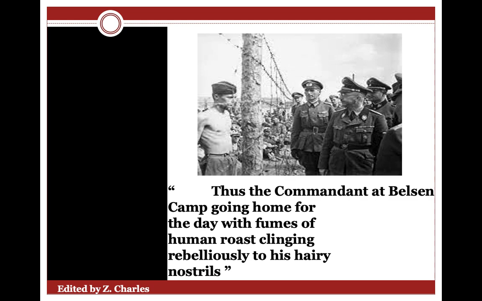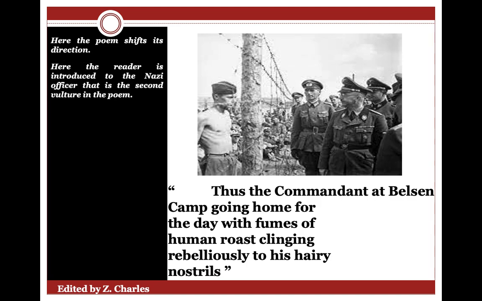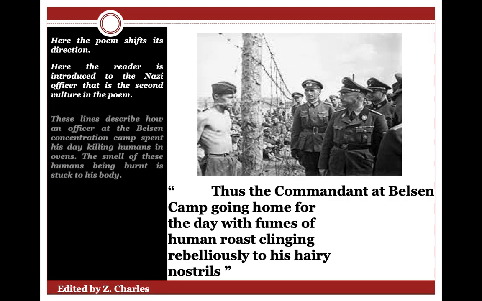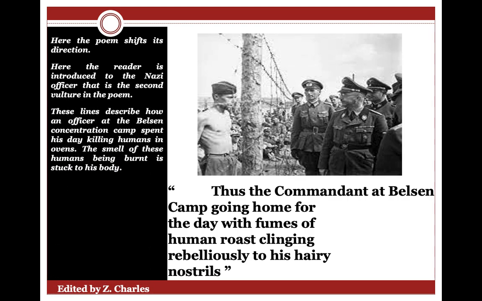Okay, thus the commandant at Belsen camp, going home for the day with fumes of human roast clinging rebelliously to his hairy nostrils. What's going on now? Here the poem shifts its direction. Here the reader is introduced to the Nazi officer that is the second vulture in the poem. These lines describe how an officer at the Belsen concentration camp spent his day killing humans in ovens. This and the smell of those humans being burnt is stuck to his body.